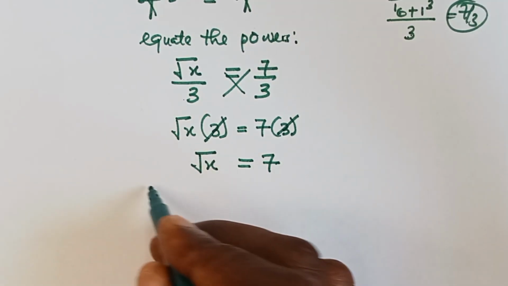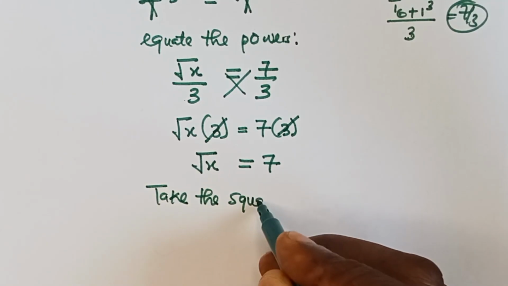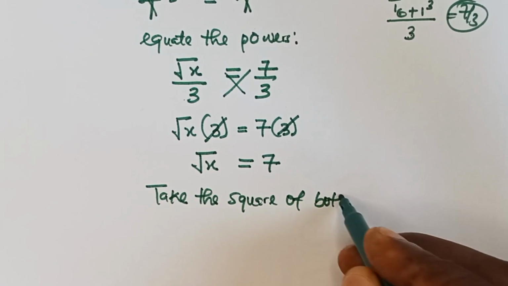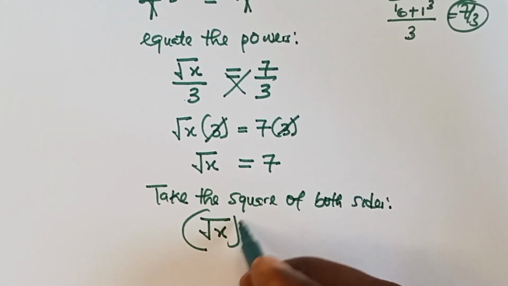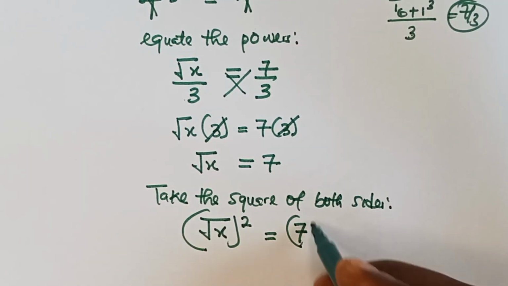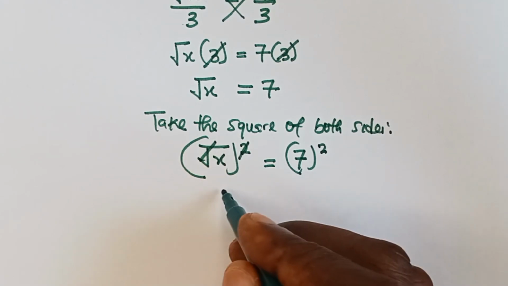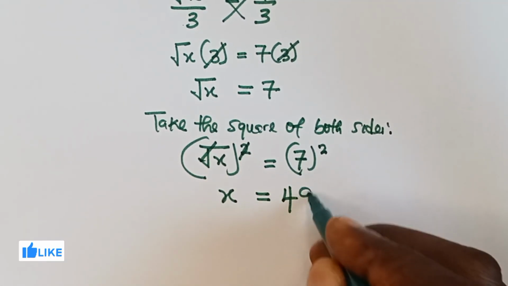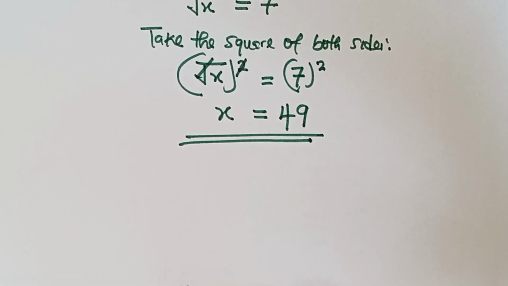Now how do we find this? We take the square of both sides, because square, we cancel square roots. Alright, so we have root x, we take the square, and also 7, we take the square. The square cancels the square root. We have x equals to, what is 7 raised to power 2? It's 49. That means that our final answer is 49. X equals to 49.